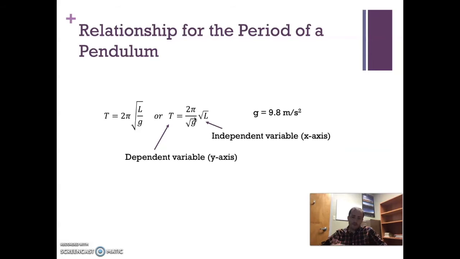So essentially what we're doing in this lab is to try to verify this equation. We want to see graphically whether this equation has essentially the right shape. And we'll see that there are certain types of shapes of graphs which would indicate that period depends on the square root of length. And we're also going to use this to try to find a value for the acceleration due to gravity.